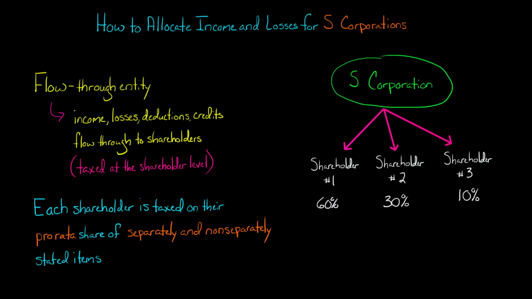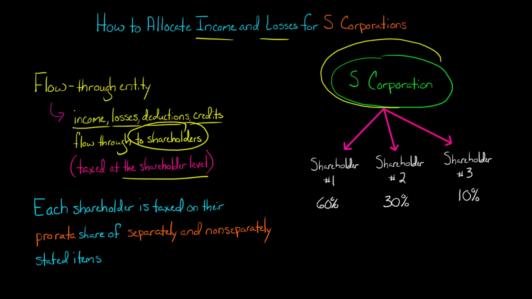In this video, we're going to discuss how to allocate income and losses to shareholders of an S corporation. So remember that an S corporation is a flow-through entity. And what that means is that any income, losses, tax deductions, or tax credits of the S corporation are going to flow through to the shareholders and be taxed at the shareholder level.